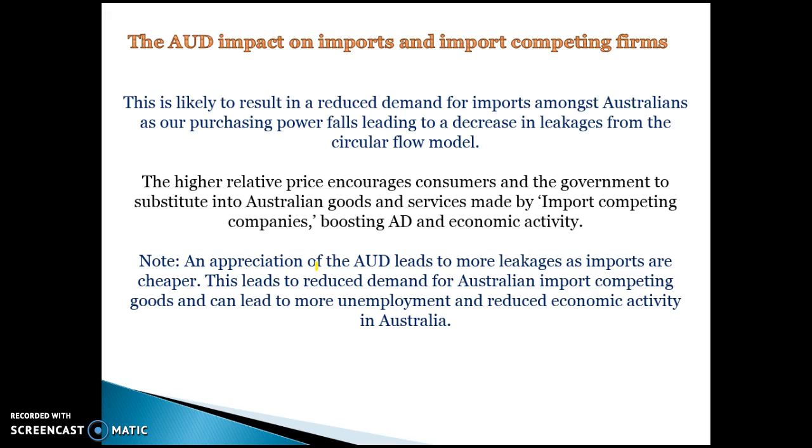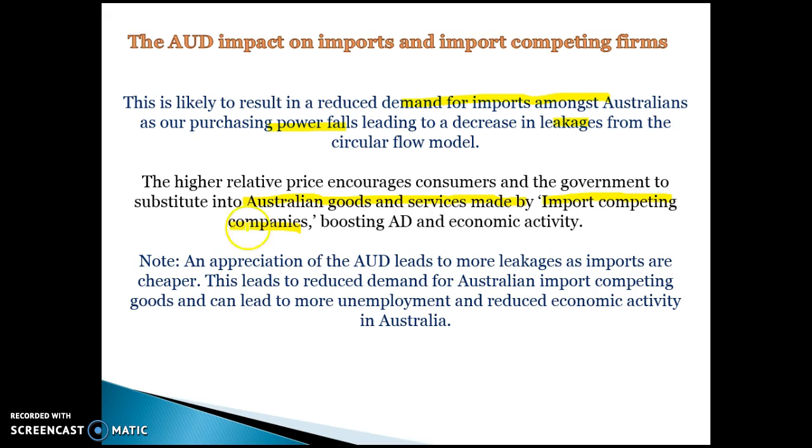So basically, when the Australian dollar is low, this is likely to result in a reduced demand for imports amongst Australians as our purchasing power falls, so there'll be less leakages for the economy. The higher relative price encourages consumers and the government to substitute into Australian goods and services. So import competing firms, which are firms that are selling goods to Australians but competing against foreign products, are likely to experience a higher demand for their products as well. That will also boost aggregate demand because there's less leakages.